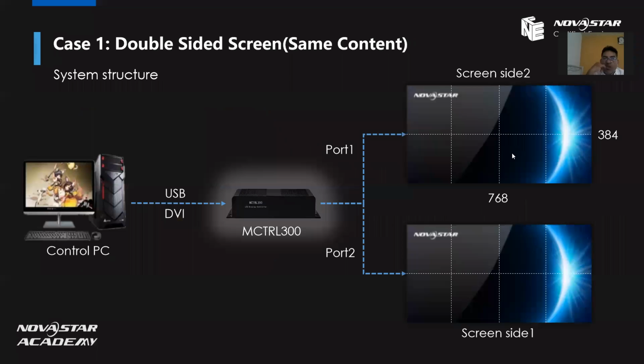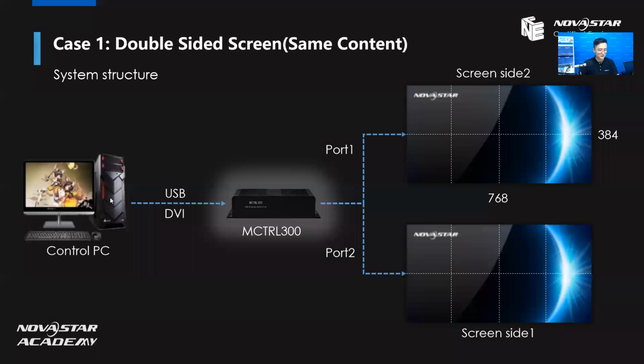So this is the system structure, how I make the double-sided screens. Because the screen is not too big, I'm using control 300. That's one controller 300 is enough. And port 1 can drive screen side 2, and port 2 can drive screen side 1. Okay? And each screen has like 8 receiving cards.